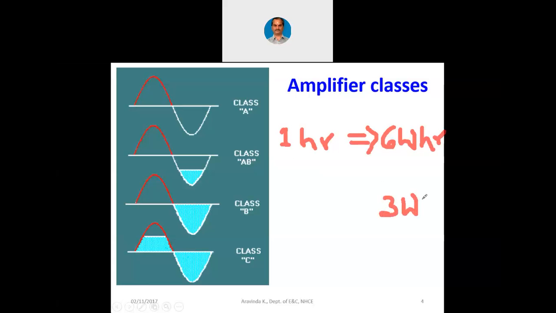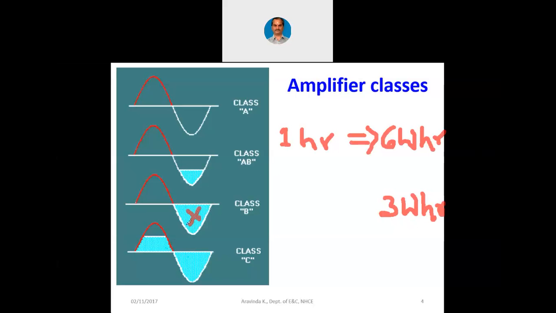Even though it is consuming 6 watts normally, in the negative cycle the device is off. It is in the cutoff region. In the cutoff region, no power is consumed. When no power is consumed, 50% power is reduced. So, if we take 1 hour, it is not 6 watt hour, it is now 3 watt hour. That way, we save 50% power in the case of class B operation. But what is the disadvantage there? The disadvantage is that half of the signal is gone.